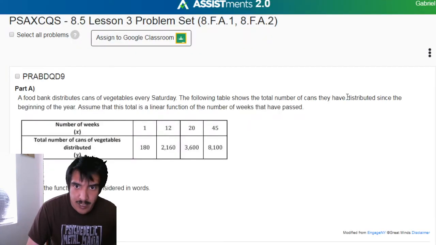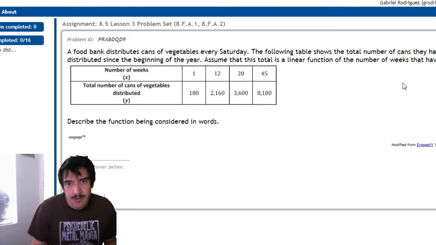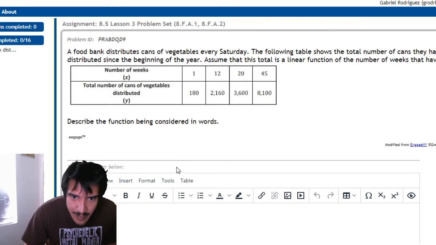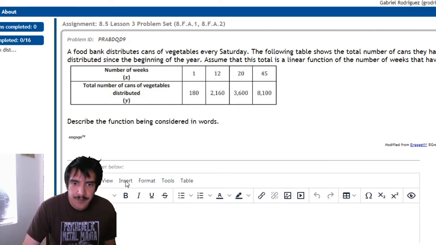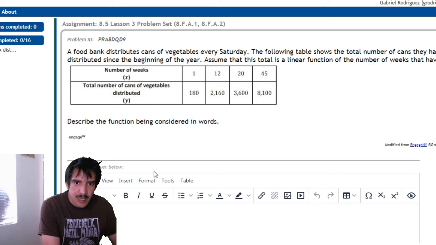So first I'm going to click on Lesson 3, Student View. Okay, so this is what you see for Lesson 3. Now I wonder if I can use pens on this up here. I do not believe that I can. No, I cannot, unfortunately.